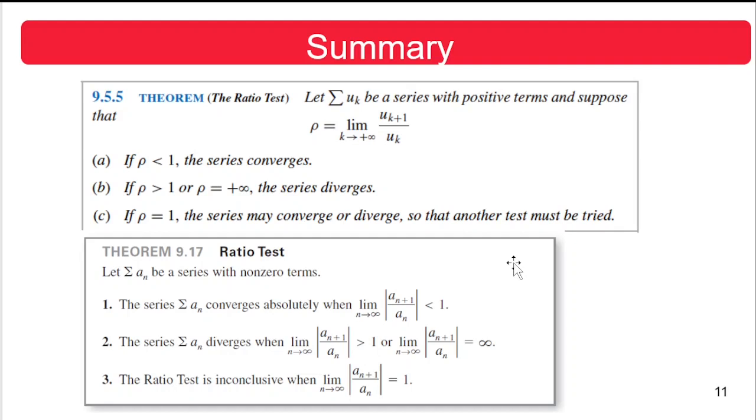Or if we use the ratio test for absolute convergence, given the summation of a sub n, we can say that the series converges absolutely when the limit of the absolute value of a sub n plus 1 over a sub n as n approaches infinity is less than 1. Or if this is greater than 1 or infinity, then this series diverges. But if the limit is equal to 1, then the ratio test for absolute convergence is inconclusive.